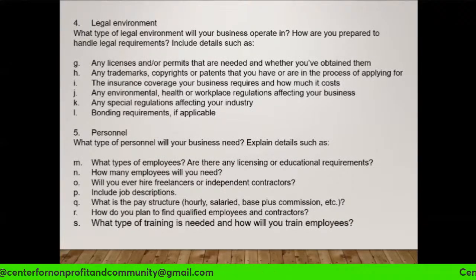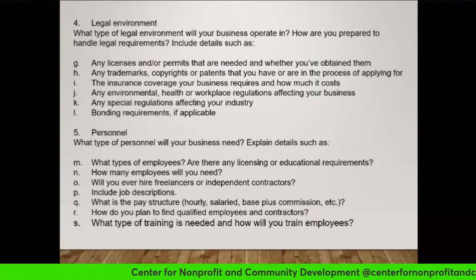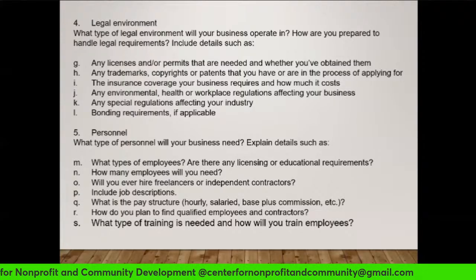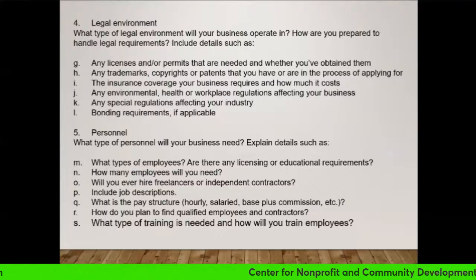The other thing you want to look at is your legal environment. What type of legal environment will your business operate in? And we talked about that earlier. You need to make sure you've got all of your required licenses and permits. Any trademarks, copyrights, or patents, you need to make sure you've got that in shape. Your insurance coverage for your business. Any environmental issues, health, or workplace safety should also be included.